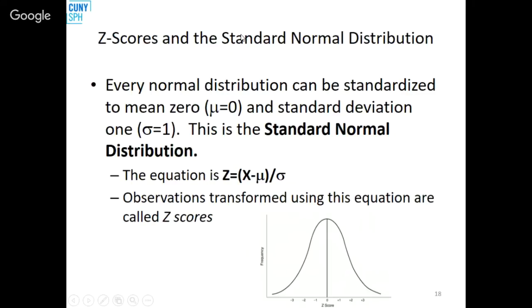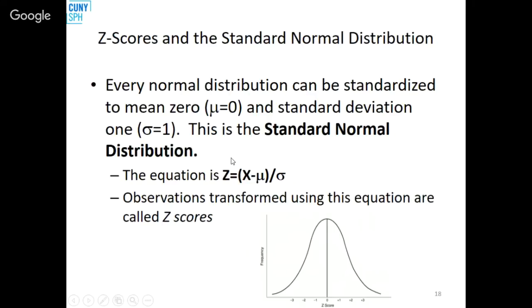Okay, so the normal distribution can have any mean and any standard deviation, but there is one special normal distribution called the standard normal distribution. And this is the one that has a mean of 0 and a standard deviation of 1. That's the standard normal distribution.